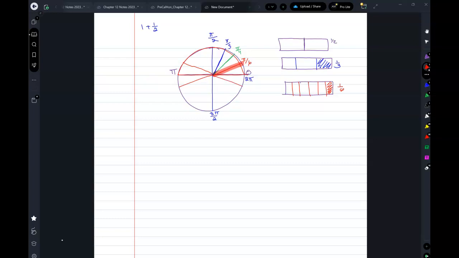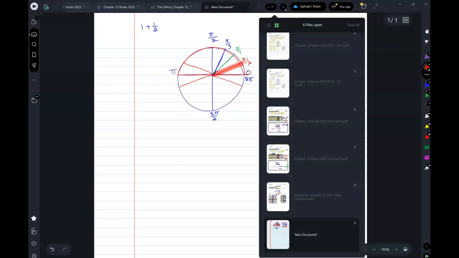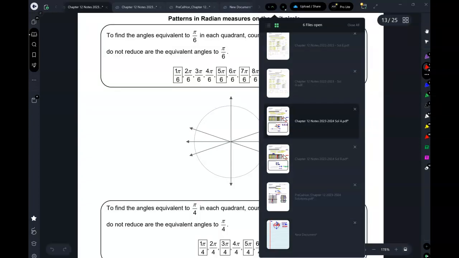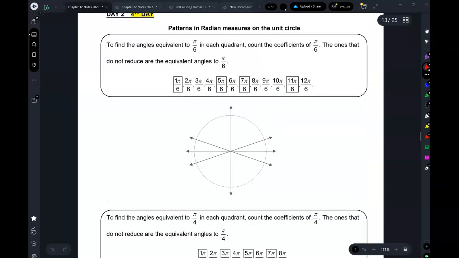So now we're just going to focus on those pi over 6s. So why don't we go over to our notes? Here, these are the equivalents of those pi over 6s that we talked about. So this is pi over 6. That's if I took this half circle and divided it into sixths.